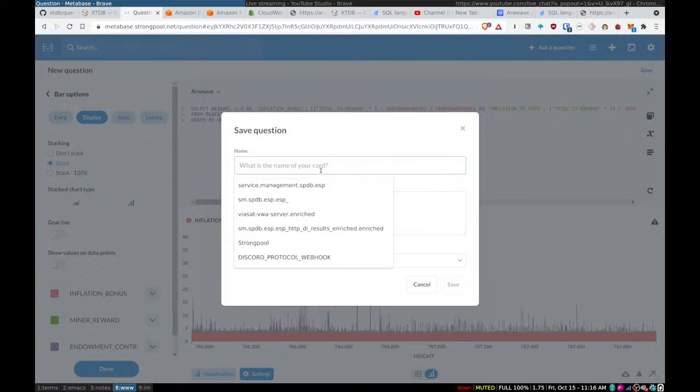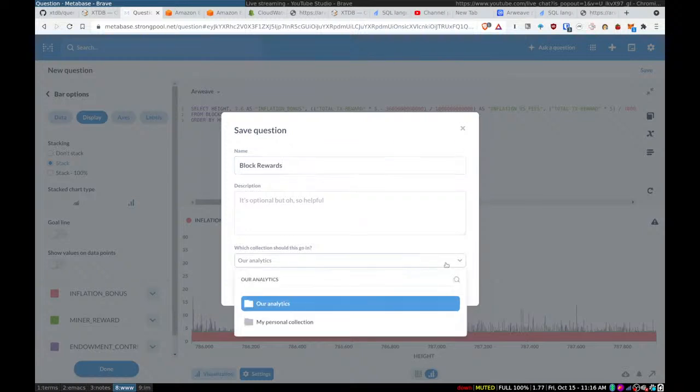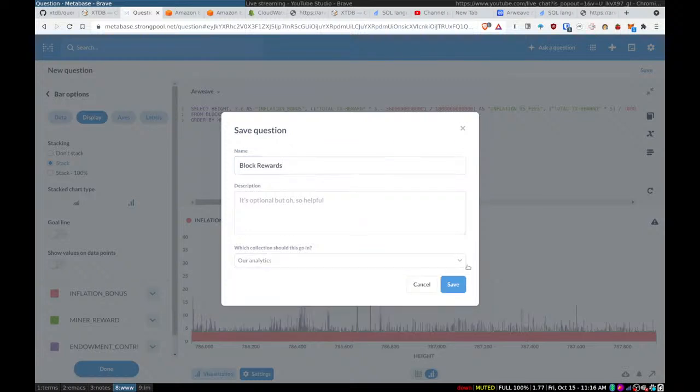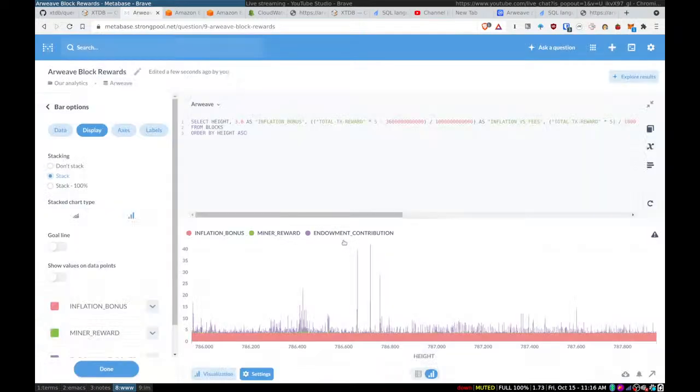So this would be, just call it block rewards. Don't want to overthink the naming here. Yeah, sure. I guess I'll call it Arweave block rewards. No, not now. I will make a dashboard for this eventually.